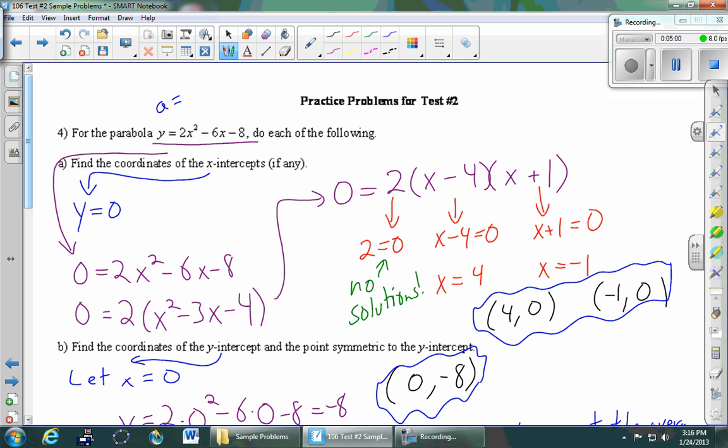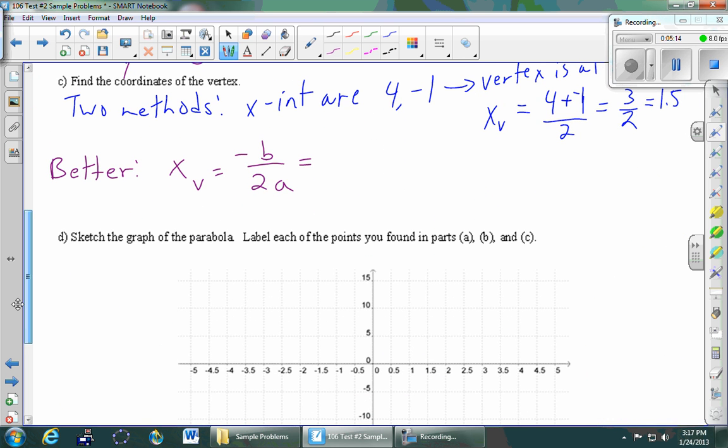Remember, a is the coefficient, the number touching the x squared. B is the number touching the x, including that negative sign. C is the number sitting without any x's, again, including the negative sign. So B is -6, A is 2. So let's remember that as we fill in this formula. We said B was -6, so it's -6 divided by 2 times A was 2.